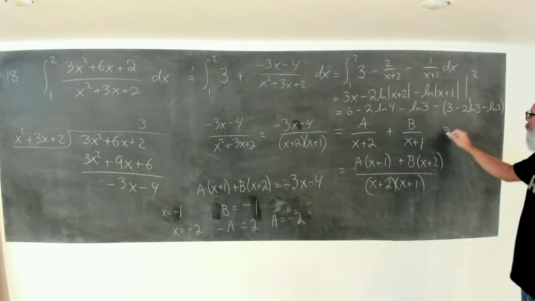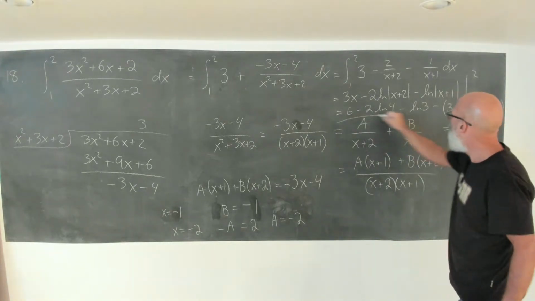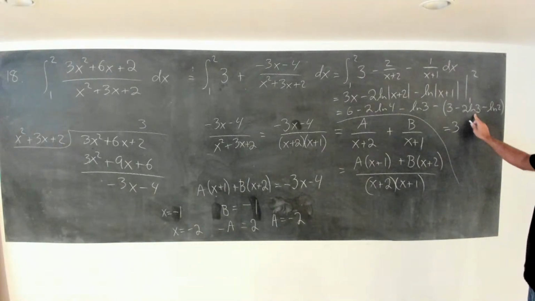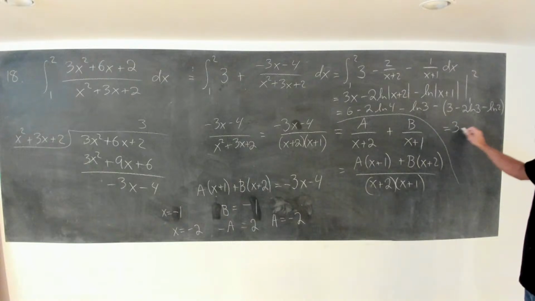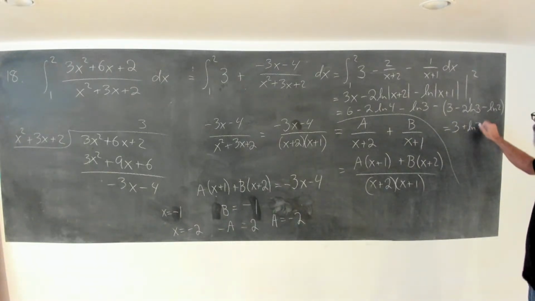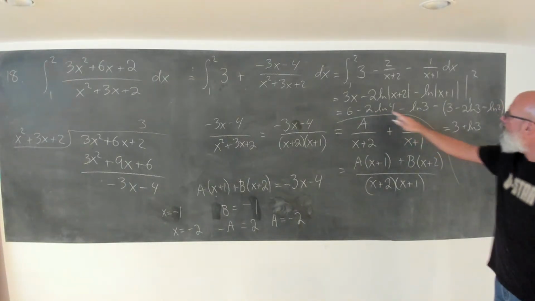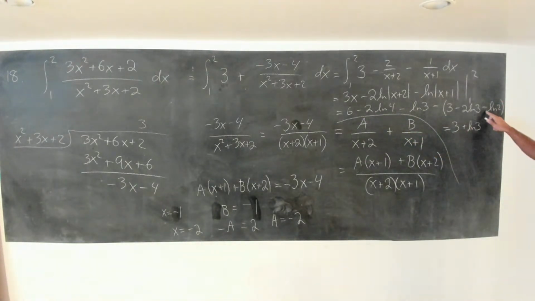So finally, the answer is 3. You've got 2 ln 3 here minus ln 3, so that is plus ln 3. Ln of 4 is 2 ln 2, so that's a minus 4 ln 2. Plus ln 2 is minus 3 ln 2.